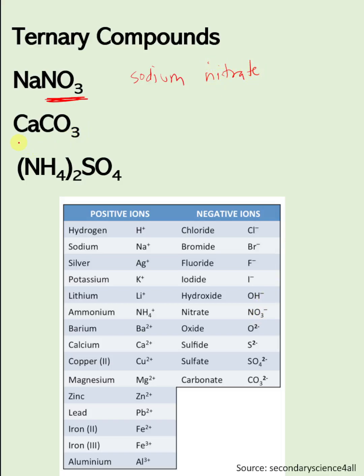The second one is calcium. So calcium is over here. So calcium. And then we have CO3. This one is a carbonate. Carbonate. Then for the next one, we have NH4. This one is an ammonium. Ammonium. Then SO4, this one is sulfate.